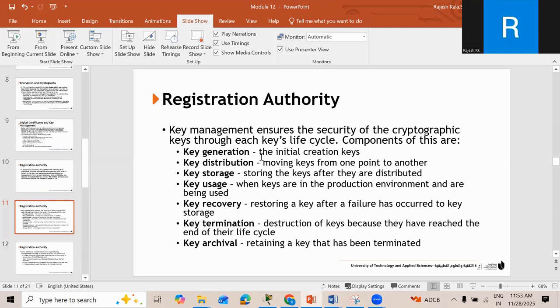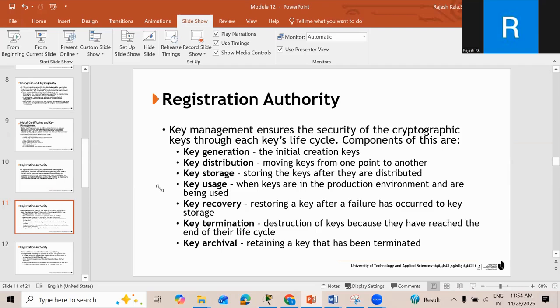So it's like a cyclic life cycle. Start with generating the key, then distribute the key, then store the key. Once the key has been made and distributed, you have to store it. Then key usage: when the keys are being used, whenever they need, they can request, and only then will they issue the key. Otherwise they will be in storage. Then key recovery: whenever the key fails, you have to restore the key. Key termination: sometimes we have to destroy the keys before they reach the end of the life cycle. We have to terminate the key usage before it expires.